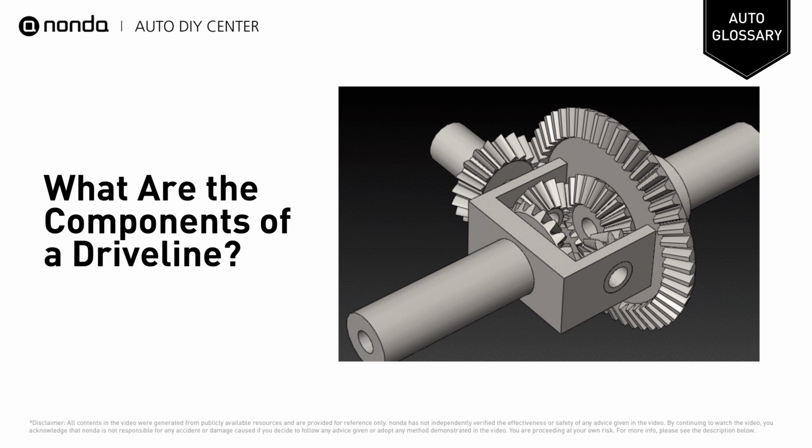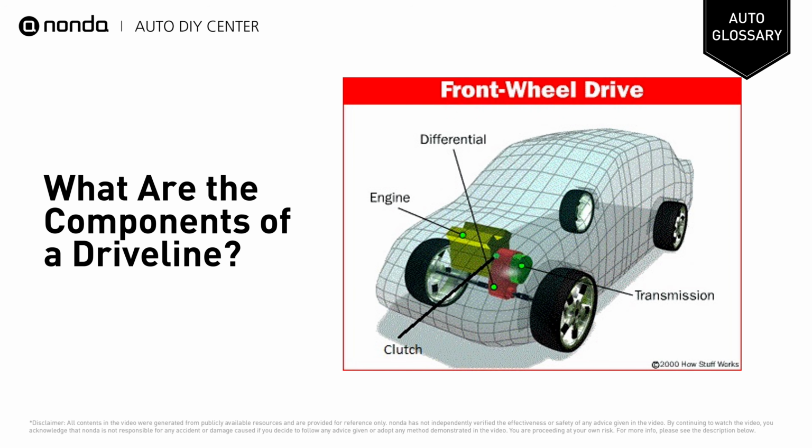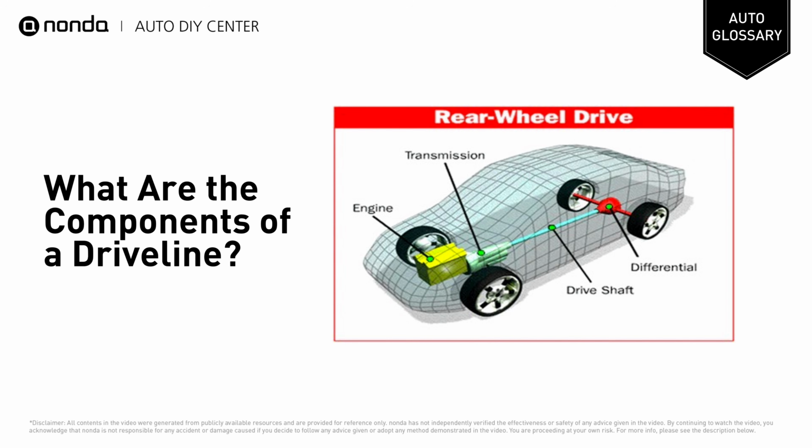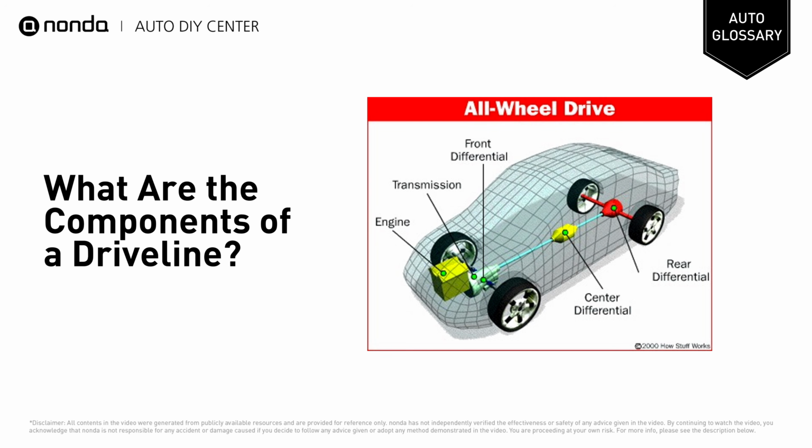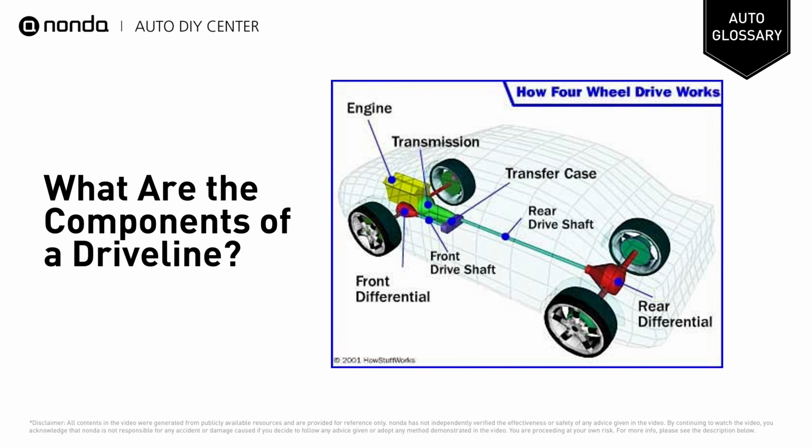Differential. The differential is the driveline component that transmits torque to the wheels. Front-wheel drive vehicles have front differentials, rear-wheel drive vehicles have rear differentials, all-wheel drive vehicles have front and rear differentials, and four-wheel drive vehicles have differentials that control all four wheels independently.